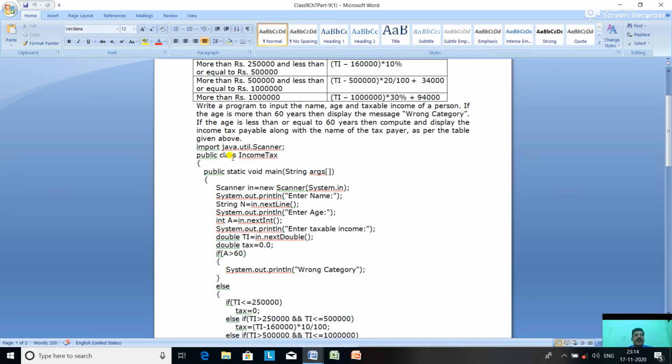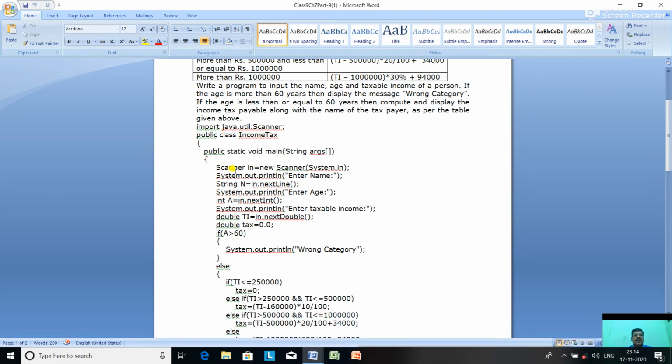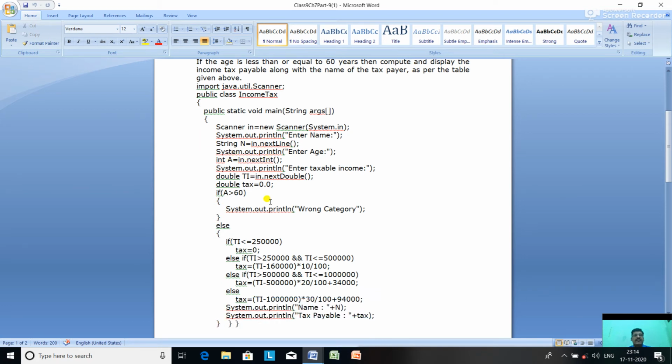Now see the program. Import java.util, public class IncomeTax, Scanner. System.out.println enter name. String n equal to in.nextLine method, we are inputting the name, so the nextLine method is used. System.out.println enter age. int a equal to in.nextInt.